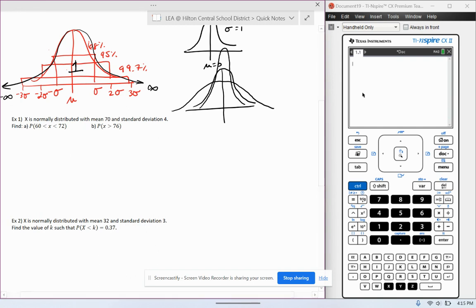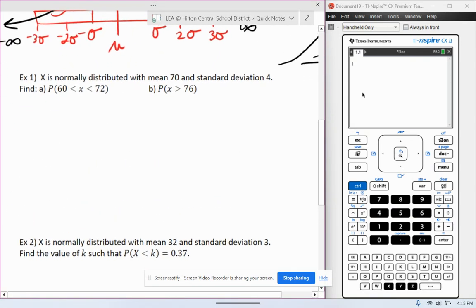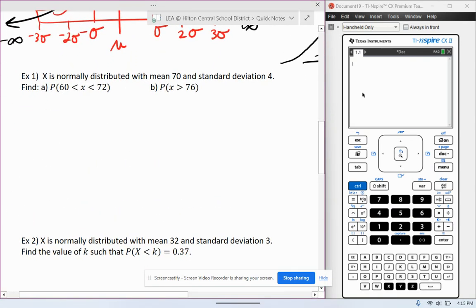All right, let's talk some more in the sense of examples. So how are you going to use normal distributions? If we are given the bounds, we can use a special function on our calculator to calculate the area under the curve between those bounds.